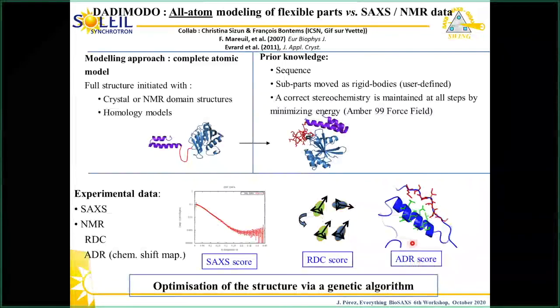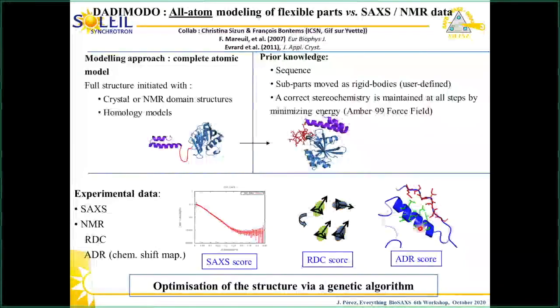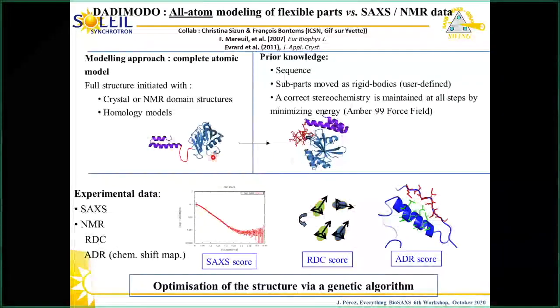ADR is something that may come from HSQC NMR experiments that tells that a series of residues are known to be close, from one domain for example, are known to be close to a series of residues of another domain. So this kind of constraint can be put in the DADIMODO. It's very similar to what you can do with SASREF or Bunch or Coral from the ATSAS suite.